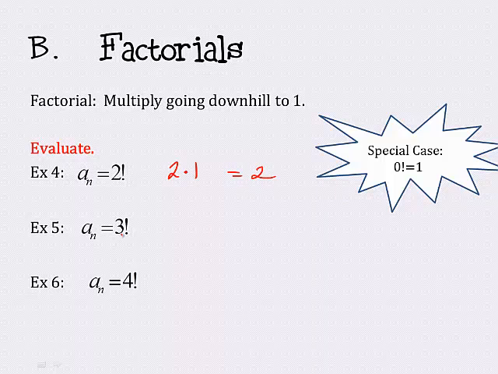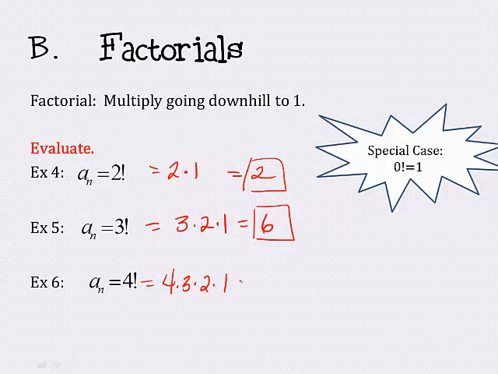Well, that looks easy. Okay, a factorial of 3. Well, that means 3 times 2 times 1. You count down, you're multiplying all the way. 3 times 2 is 6, times 1 is 6, so my factorial of 3 is 6. Factorial of 4 is 4 times 3 times 2 times 1.